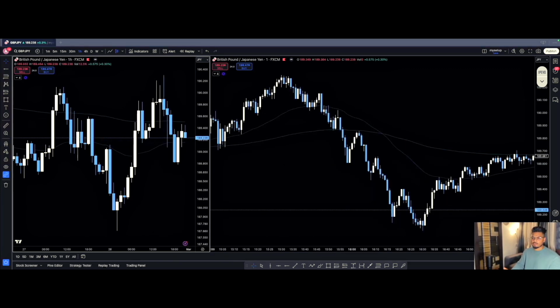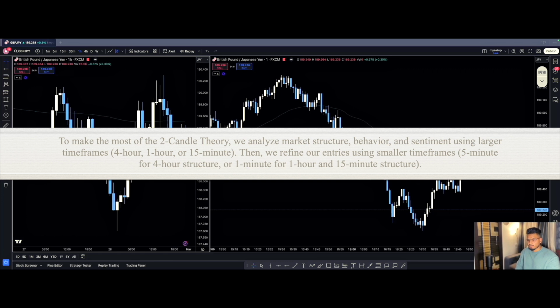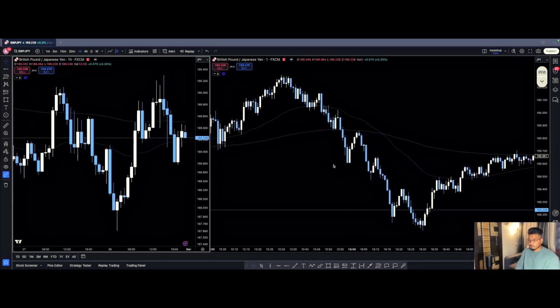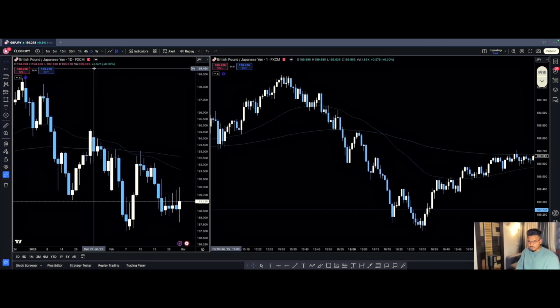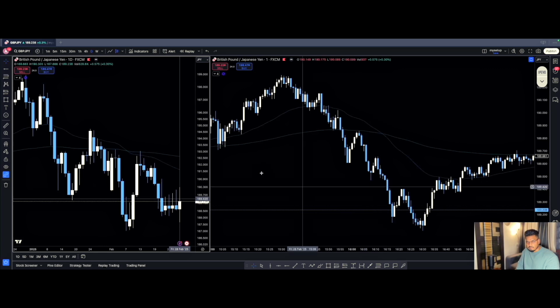So how to use this strategy? To make the most out of the two candle theory, we analyze the market structure, market sentiment, and market behavior on the larger time frame, and then we go to the smaller time frame to refine our entries. In simple terms, we analyze the market structure on the bigger time frame, and then go to the smaller time frame to place our entries. It can be either 1 hour or 4 hour or daily, or even 15 minutes for the larger time frame to analyze the structure of the market. You can also go to daily time frame and then look for entries on a smaller time frame. It totally depends on you.